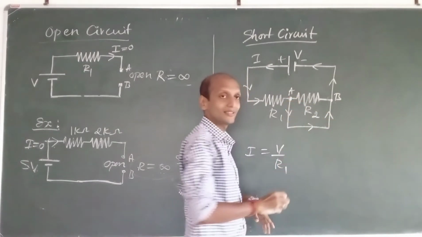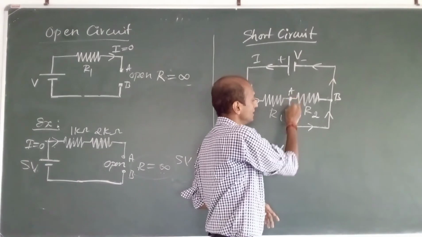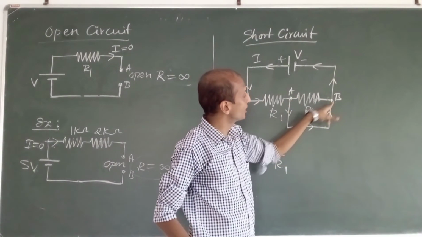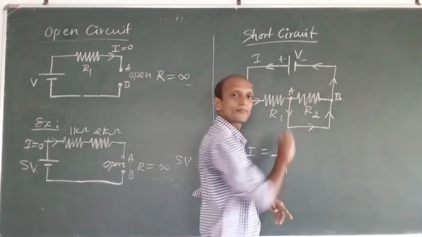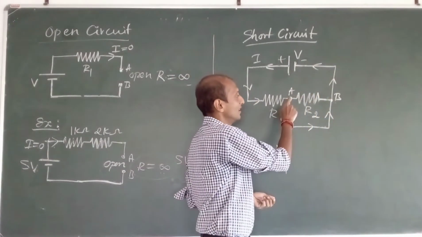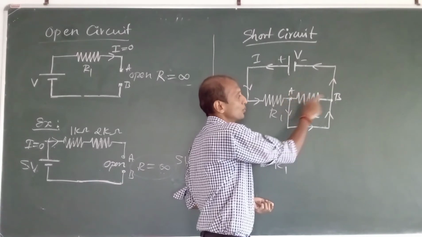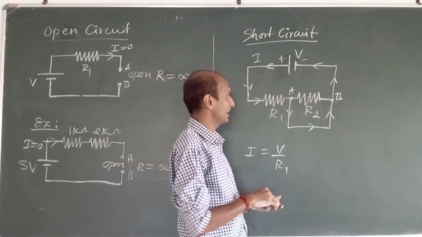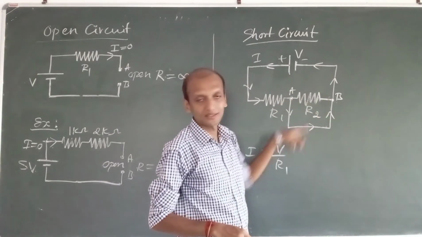Now what we did is, we have made some short circuit here. From point A to point B, I have made a short circuit. Short circuit means I have connected point A to point B with some wire. I have used some copper wire, and I have a short circuit across this resistance.